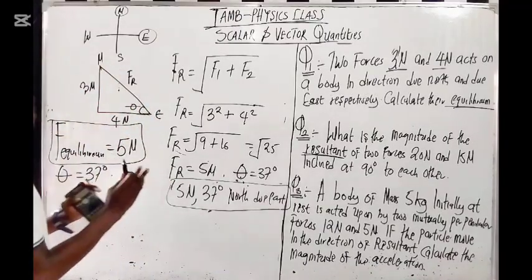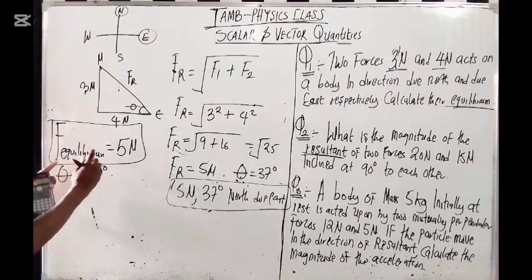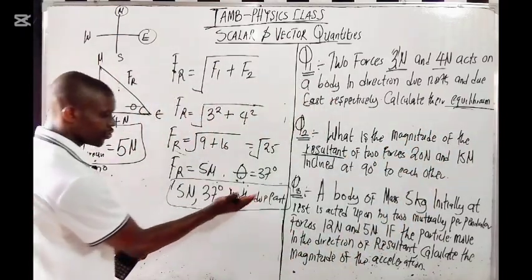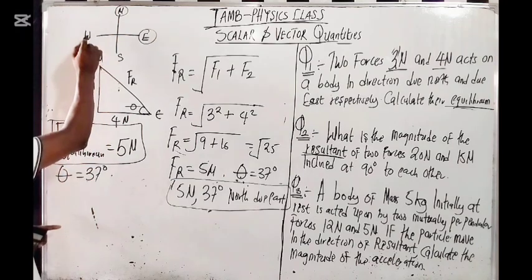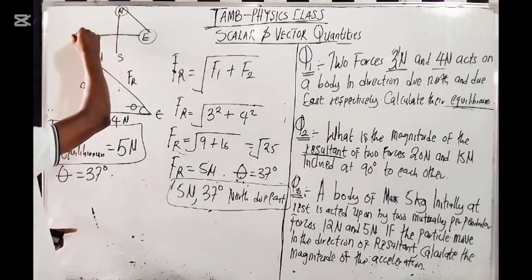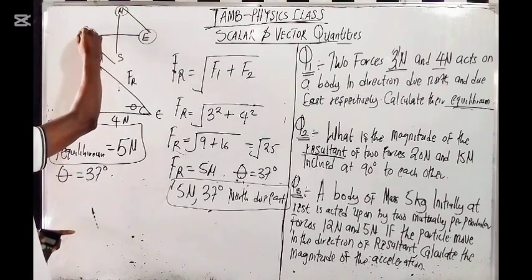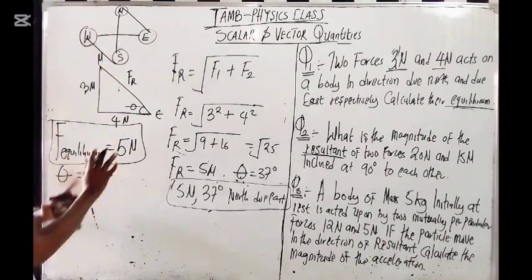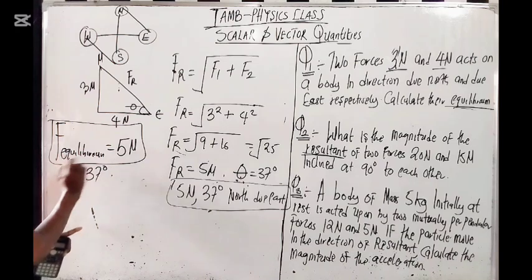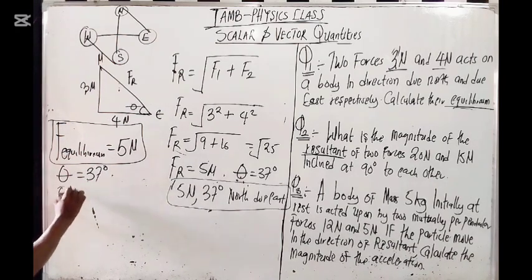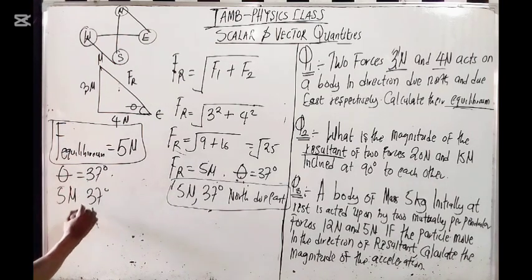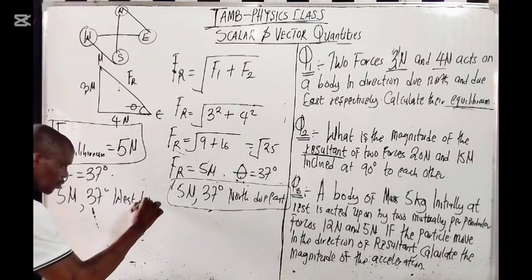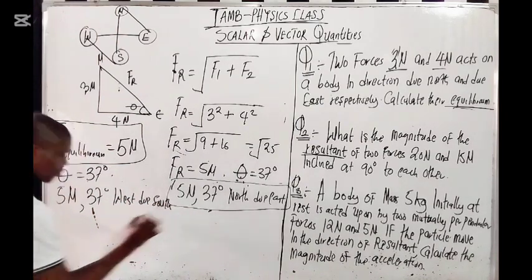Now look at something here. Remember, because we're talking about the equilibrium here, it's not going to be north of due east. The opposite of this one is this guy. So it will be south of due west. Do you understand? Because you're talking about equilibrium, you're going to have 5 Newton, 37 degrees, south of due west.